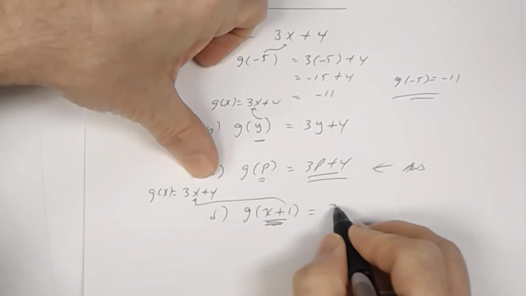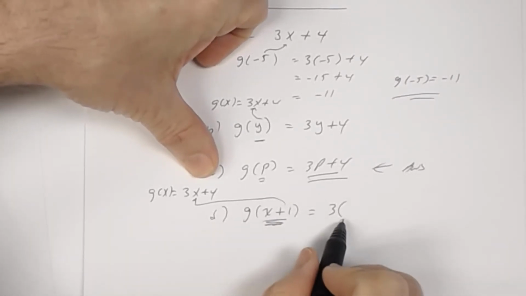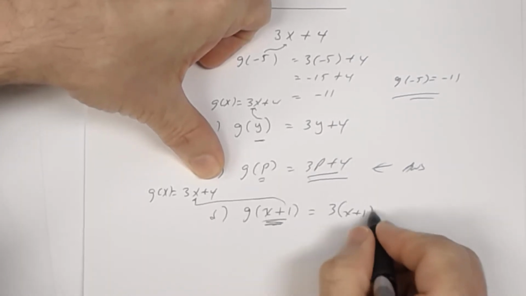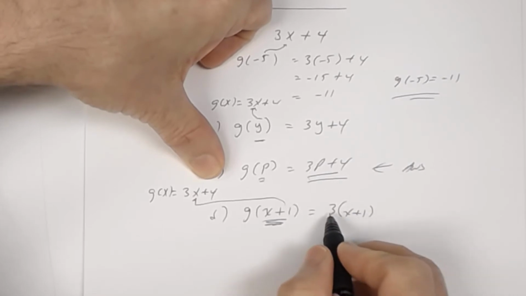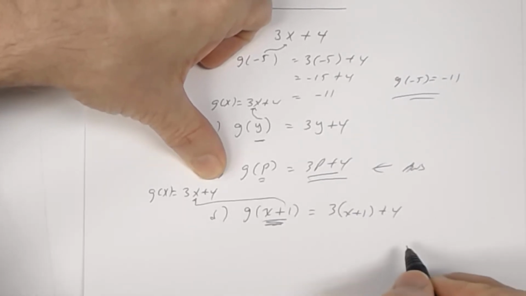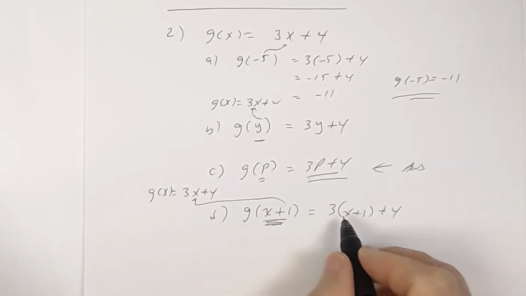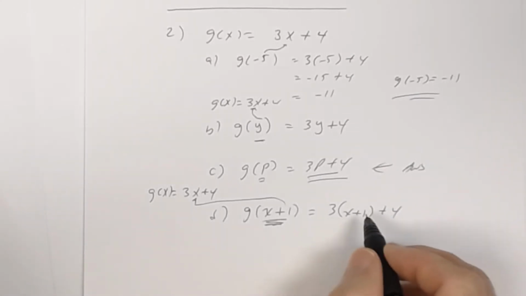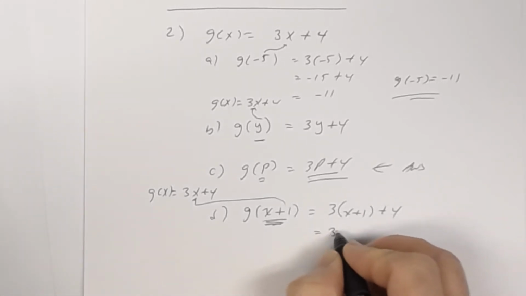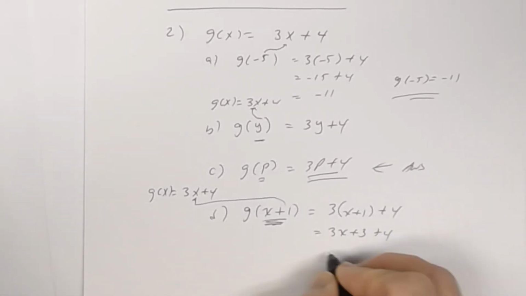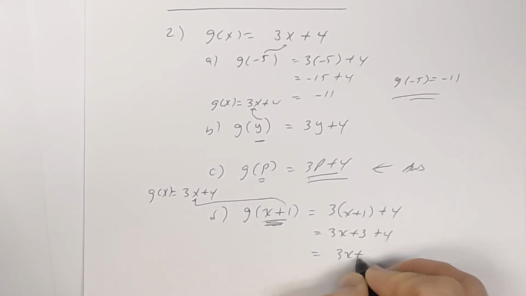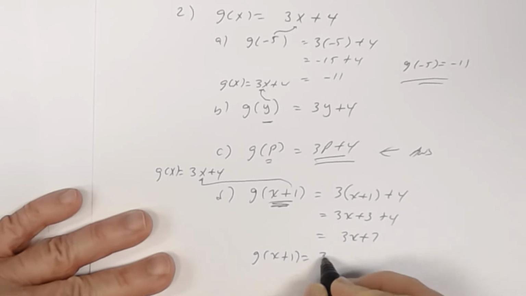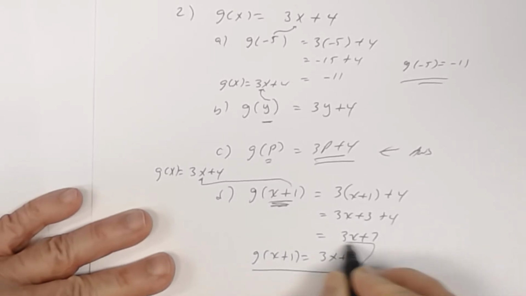So then this becomes 3 times, notice I'm putting that in parentheses, 3 times x. I'm going to replace x with x plus 1, because remember, all of this is being multiplied by 3. And then whatever that is, I'm going to add 4. Now what I want you to do is to simplify this as much as possible. We all know how to distribute. So I get 3x plus 3 plus 4, and so the answer is 3x plus 7. So therefore, g of x plus 1 is equal to 3x plus 7.